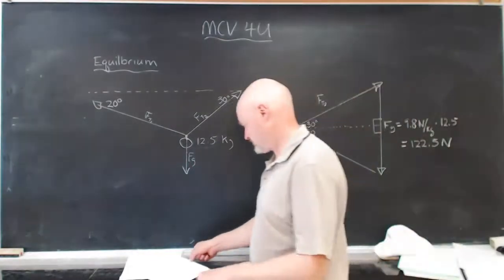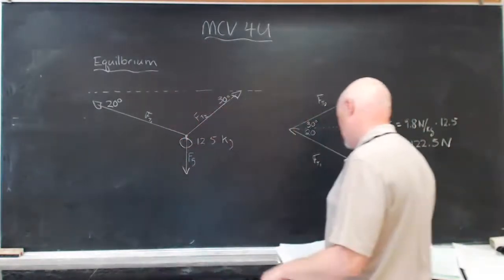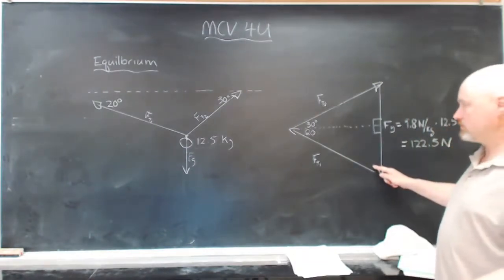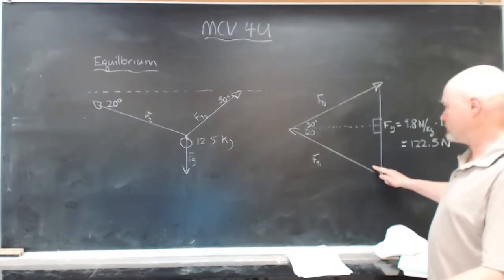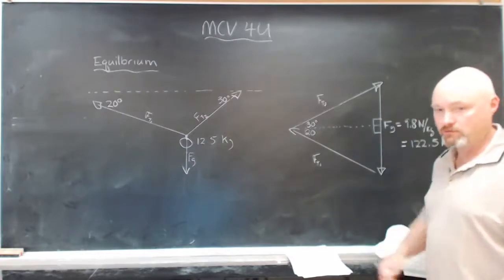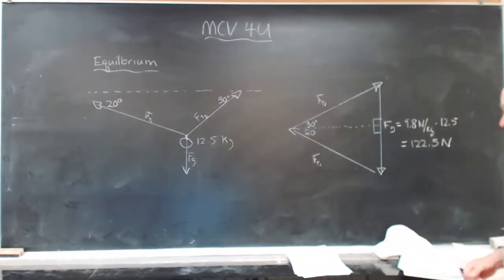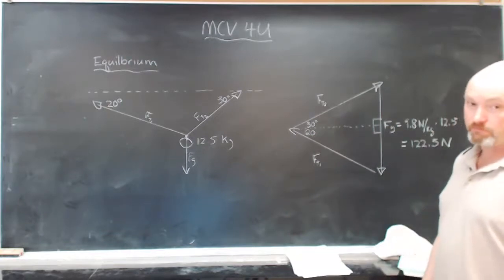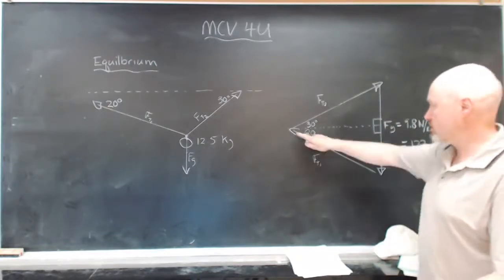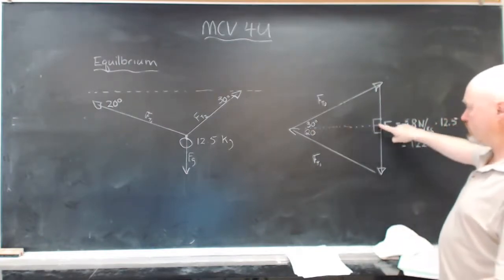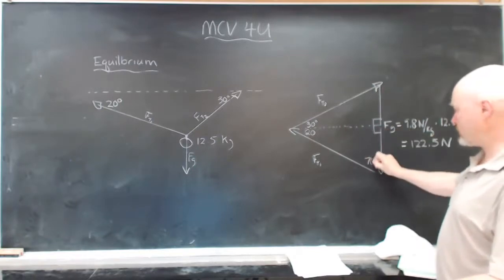So it would be sine 20 times... Oh, what's the size of this angle right down here? Are you saying FT1 and FT2 are equal? They don't actually have to be equal. It's not necessarily isosceles. No, it's definitely not isosceles because this is 20 and this is 30. So that would make it 70 degrees. So this one's 70, right.